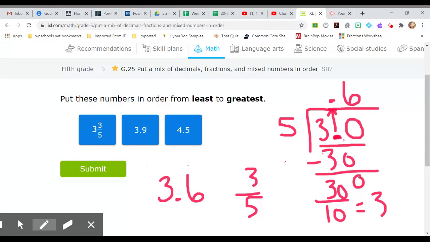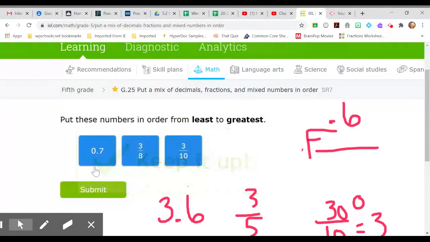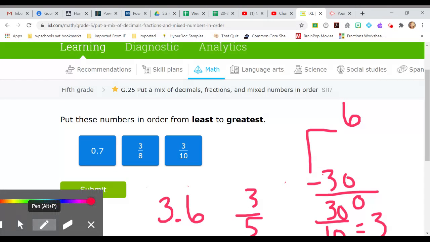All right, so back here. If 3 and 3/5 is also the same as 3 and 6 tenths, then I can now compare 3 and 6 tenths with 3 and 9 tenths, and I know that 3 and 3/5 is smaller than 3 and 9 tenths.